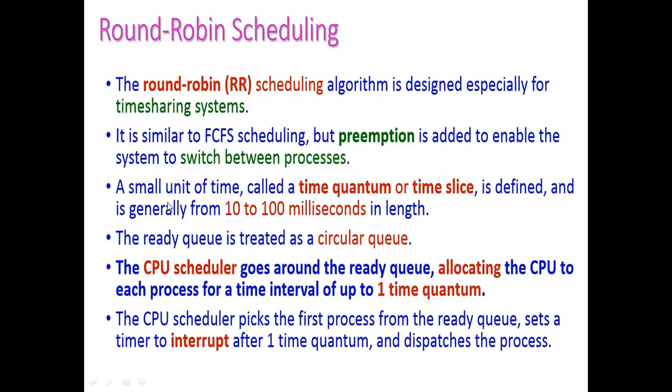The ready queue, where whatever processes need to be assigned to the processor are placed, will be treated as circular. The CPU scheduler goes round the ready queue and allocates the CPU to each and every process for a time interval of up to one time quantum. The CPU scheduler picks the first process from the ready queue and sets up the timer to interrupt after one time quantum and continues dispatching the processes.